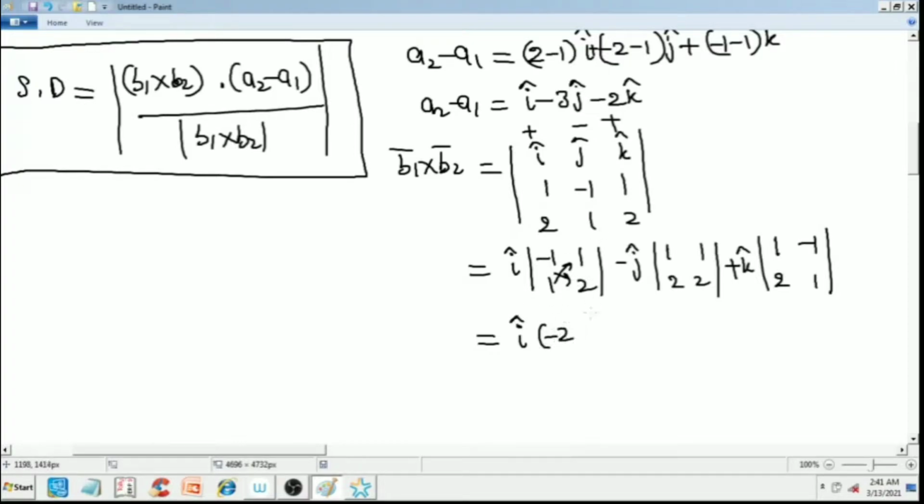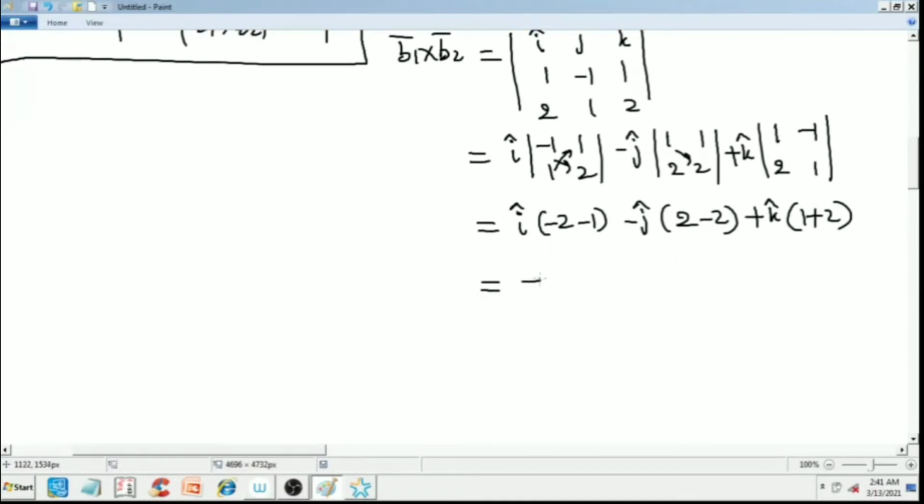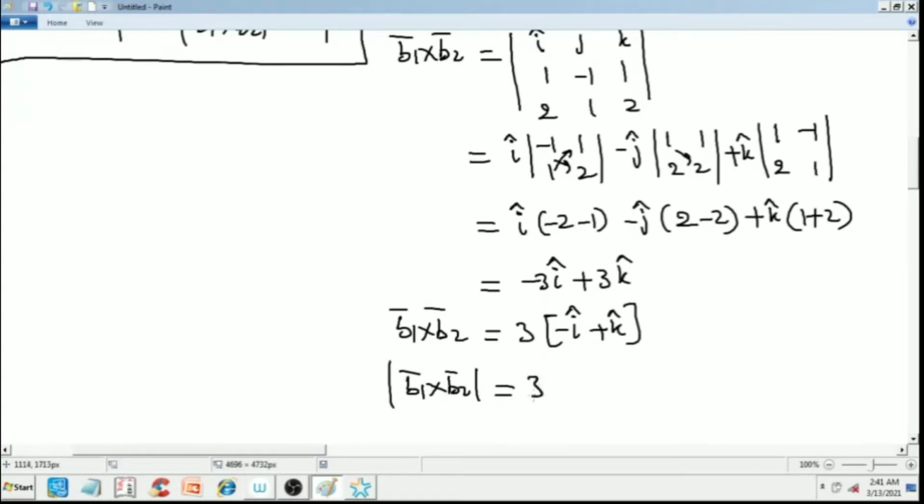Computing these gives minus 3i, 0 for j, and plus 3k bar. Taking 3 common, this is 3 times minus i plus k bar. So this is b1 cross b2. Its magnitude is 3 times the root of 1 squared plus 1 squared, which is 1 plus 1 equals 2. So the magnitude is 3 root 2.